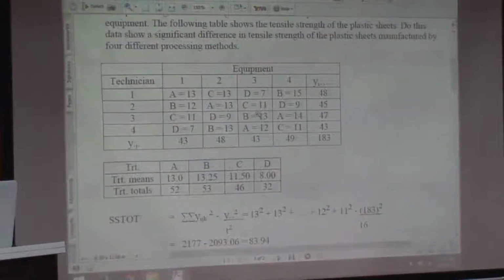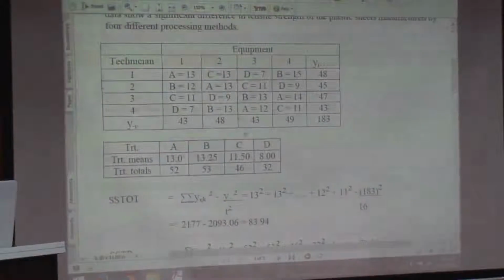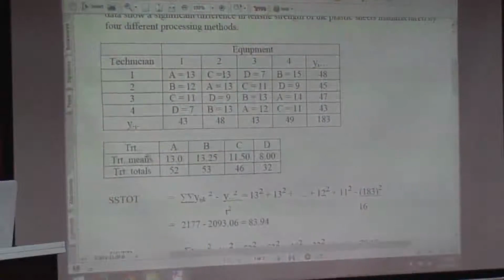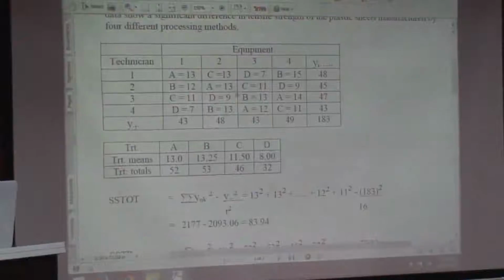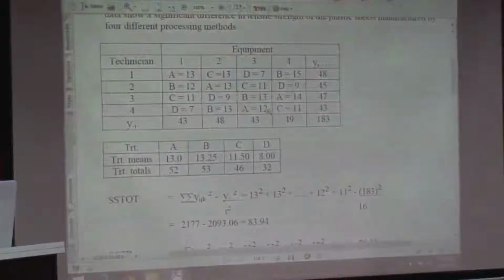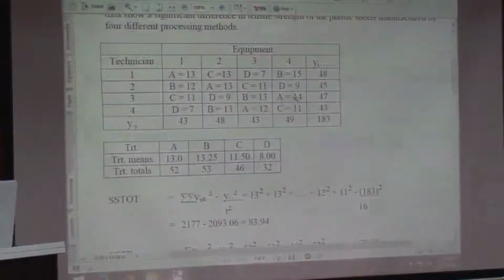So to analyze the Latin square design, you need to create another table here where you have to get the treatment mean and also the treatment total. How to get the treatment mean and treatment total? So you refer to this table. Let's say for treatment A, you add up 13 plus 13 plus 12 plus 14. So you get A, the total is 52.